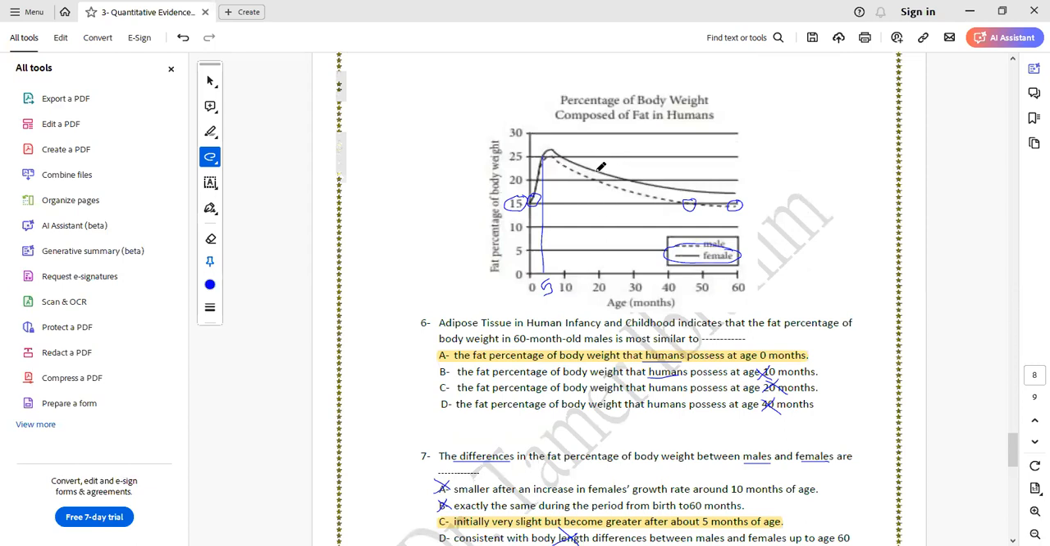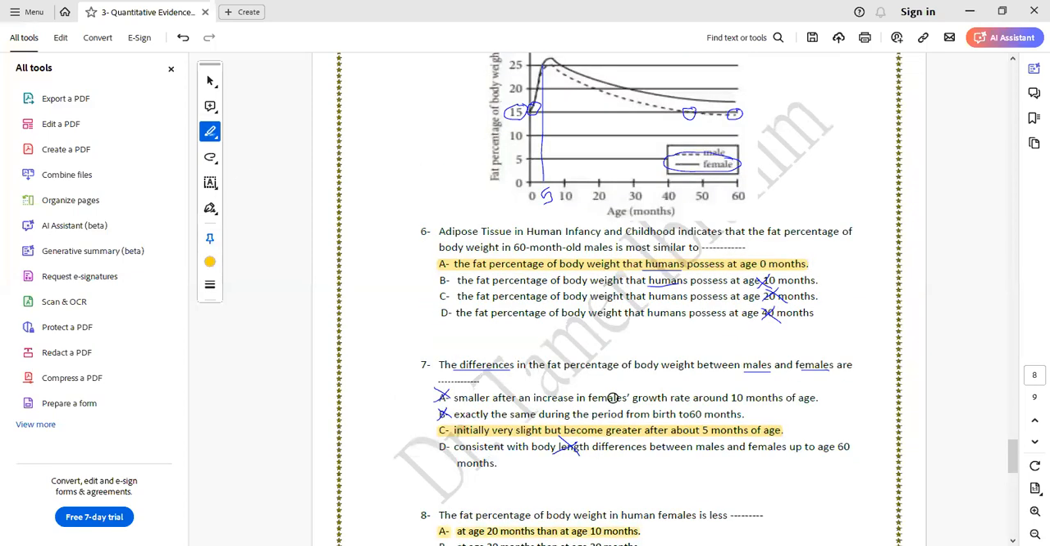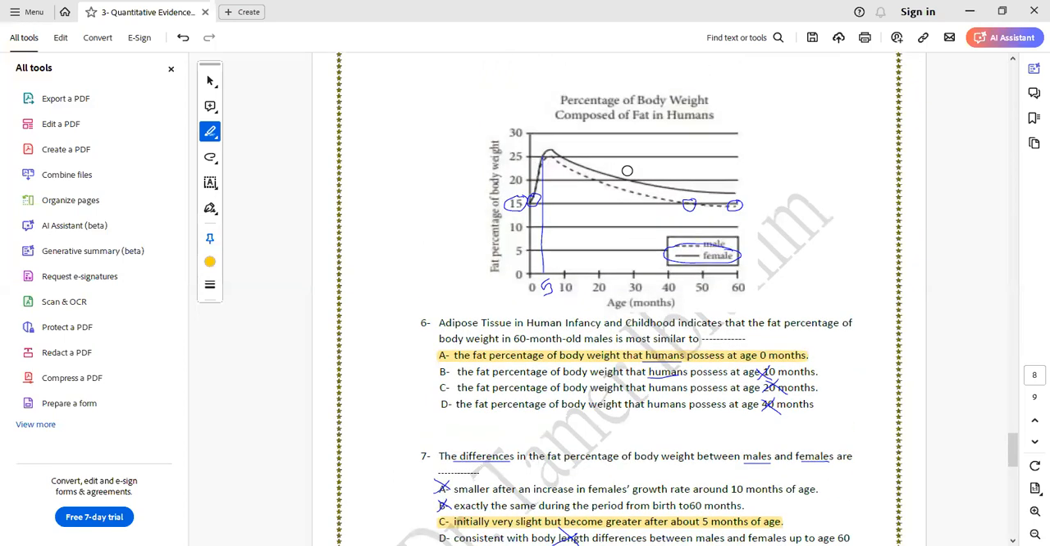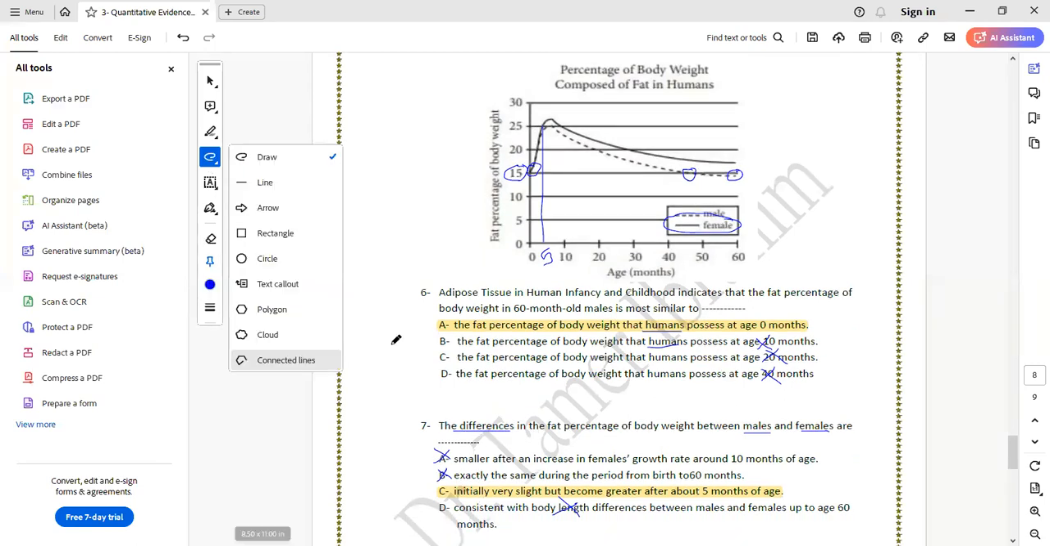At age 20 than 10? Yes, at age 20 is less than 10. That's right. At age 20 then 30? No, 30 is less than 20. So this is wrong.